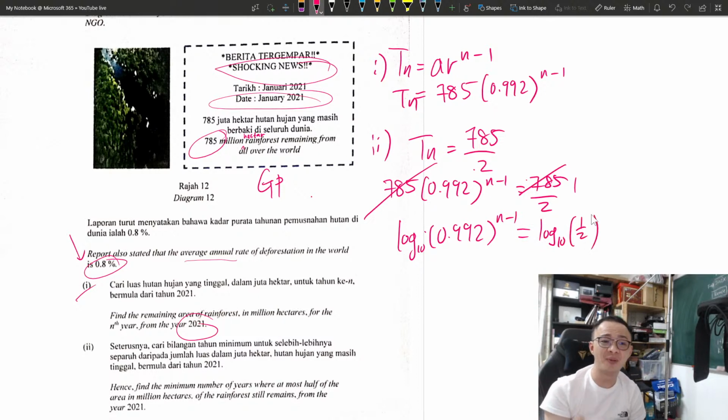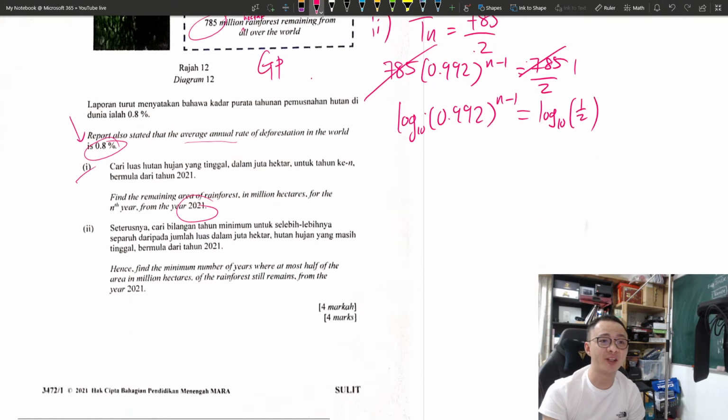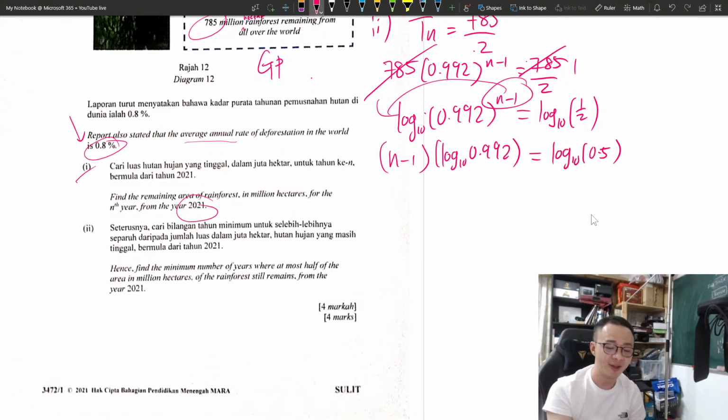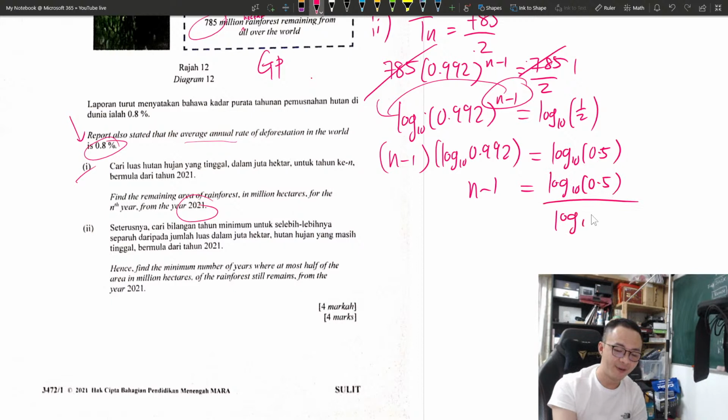When n is a variable, log is an easier way to solve it, to find the n, rather than do trial and error. Log rule tells me the power I can move to the front, isn't it? N minus 1 multiply log 10, 0.992 equals to log 10. This is 0.5, isn't it? Half will be 0.5. Then I want to find n minus 1. This one is just log 10, 0.5 over log 10, 0.992.